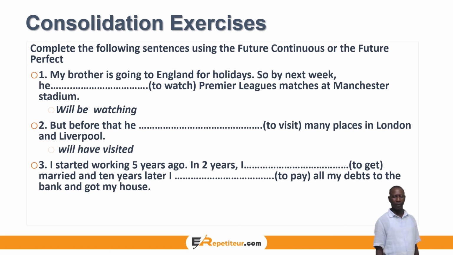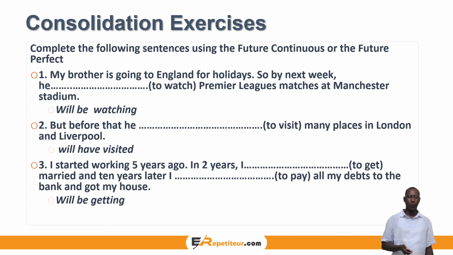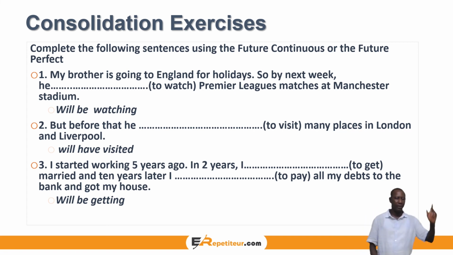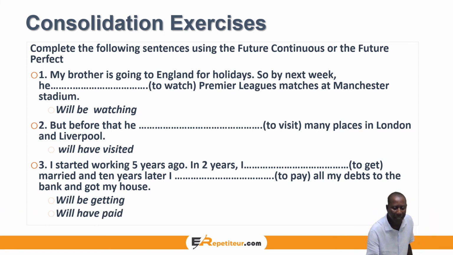Third sentence. I started working 5 years ago. In 2 years, I to get married, and 10 years later, I to pay my debts to the bank and get my house. What is the answer? I started working 5 years ago, so in 2 years, I will be getting married. And 10 years later, I will have paid all my debts to the bank and got my house.